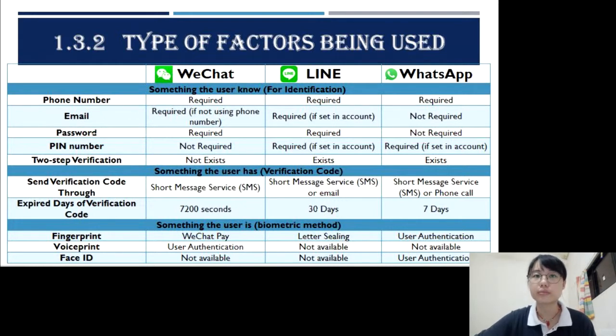But the issue is that some mobile phones do not support fingerprint, voice print, and Face ID, so they cannot use these features. And for WhatsApp, the fingerprint and Face ID are only available on iOS. Android users cannot use this function to authenticate themselves to log into or enter the application.